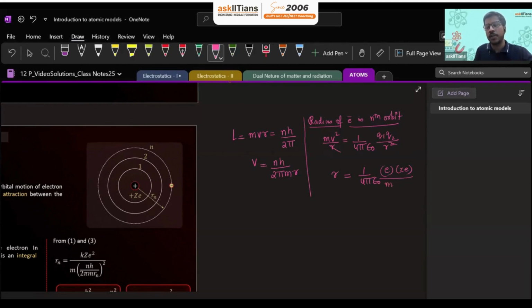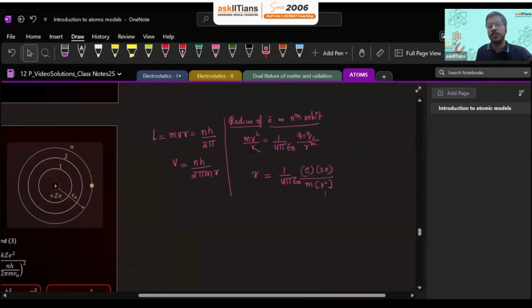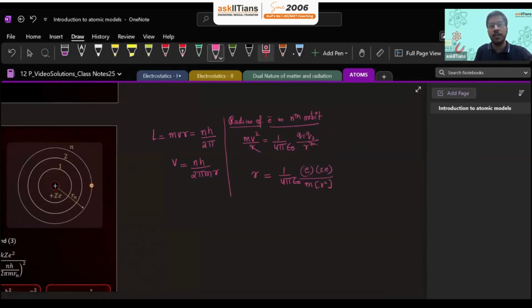So m into v square, right? I will replace the v square with the expression for v square that I have over here. So this becomes 1 by 4 pi epsilon naught z e square by m into v square. So v is nh by 2 pi mr. So v square will be n square h square by 4 pi square m square r square.